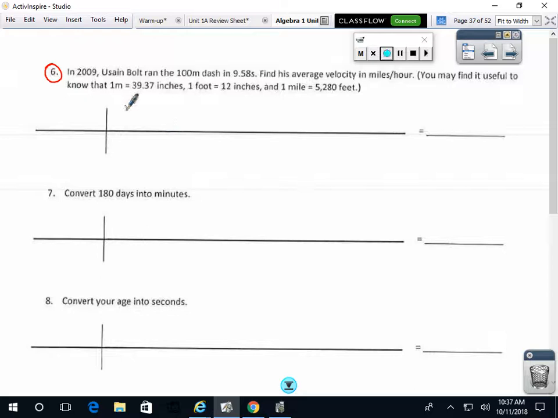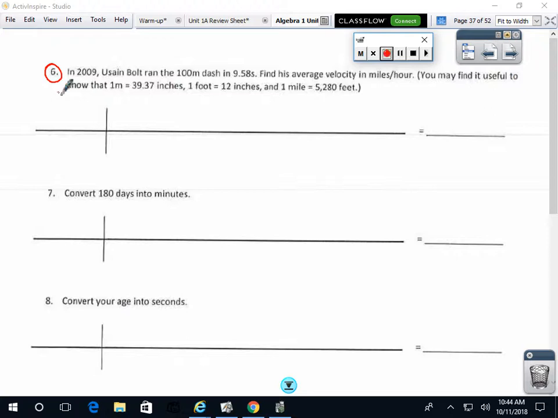Number 6 on page 17. Look, you're converting 100 meters in 9.58 seconds to miles per hour. So first create a chain where you're converting 100 meters into miles. Then go back and create another chain where you're converting seconds into hours. So go. It says in 2009, Usain Bolt ran the 100-meter dash in 9.58 seconds. Find his average velocity in miles per hour.